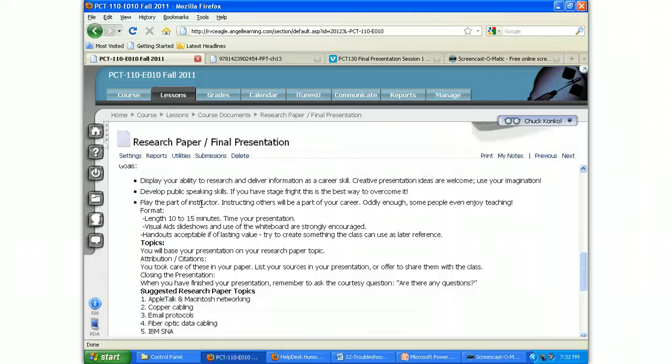Handouts are acceptable if of lasting value. And again, the lasting value piece is, would you keep it yourself? If you would keep it yourself and find it informational, then definitely it's going to be of lasting value. We've got a printer over here, and we can print them out for you and make copies. Just let me know if you're going to have handouts.